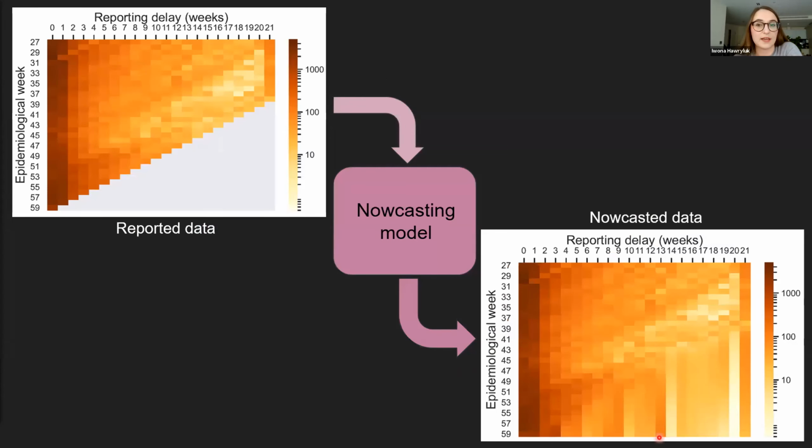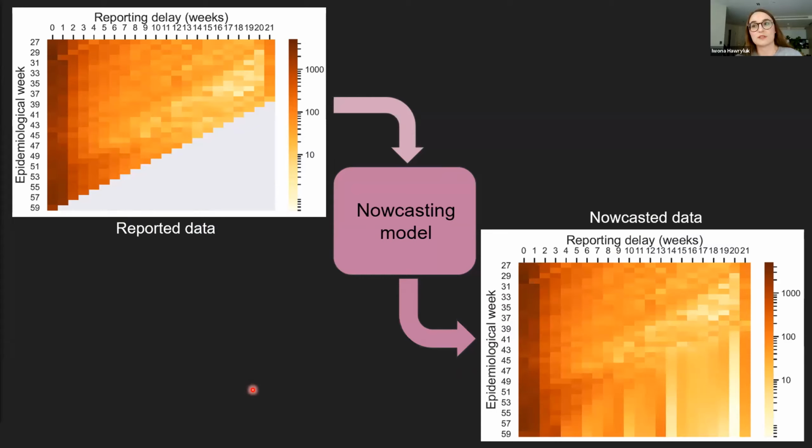So to fix that and ultimately have a more reliable estimate of the numbers of deaths in recent weeks, we can use a process called Nowcasting. So Nowcasting is a method of filling in this missing part of the matrix in order to get a true representation of the current situation.